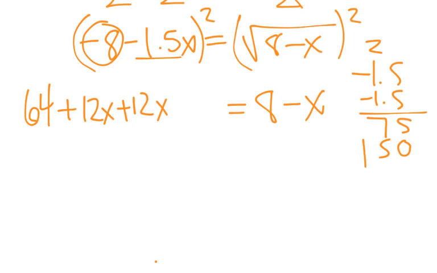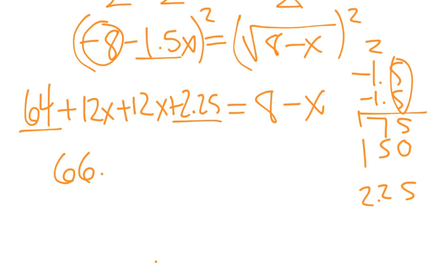2.25, and then 2 of these. Wow, having troubles here. Plus 2.25. Okay. Whew, we're getting there eventually. So we've got 64 and 2.25. So 66.25 plus 24x equals 8 minus x.